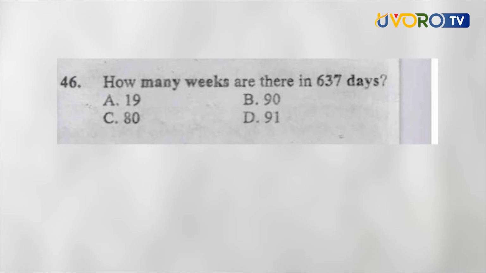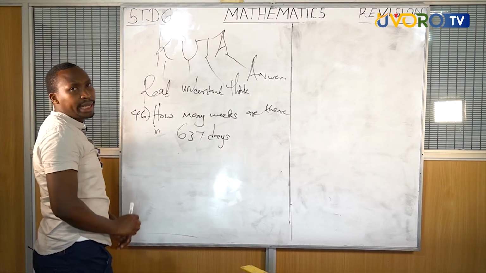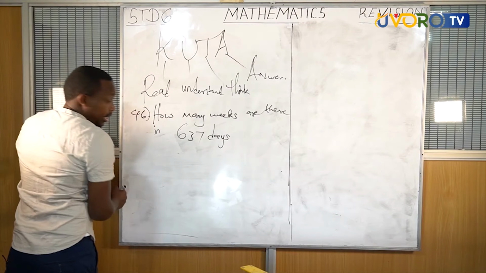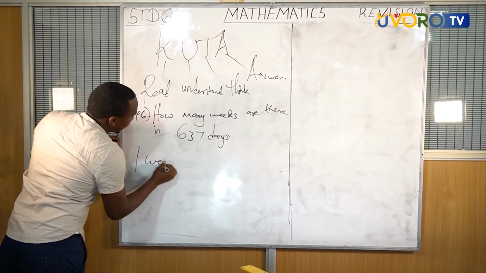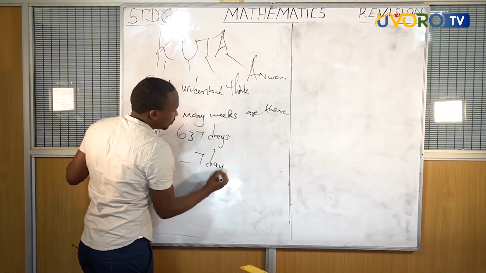How many weeks are there in 637 days? Go back to the formula ROUTER. R for reading. We have already read. U for understanding. How many days are there in 1 week? Very good. 1 week has 7 days.